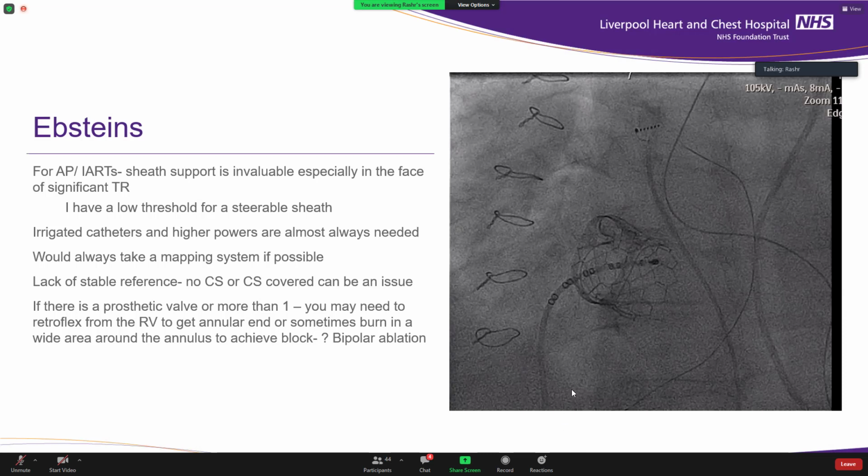Personally, if the mapping system is there, I would take it always in the Ebstein's cohort for anything intra-atrial or any flutter, even if it's a first-time flutter and they've been unoperated on.